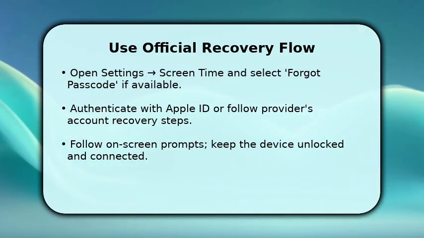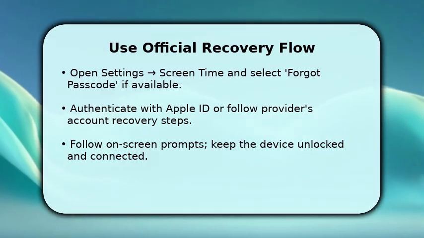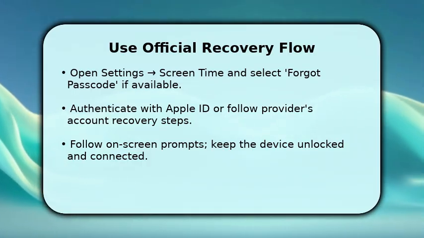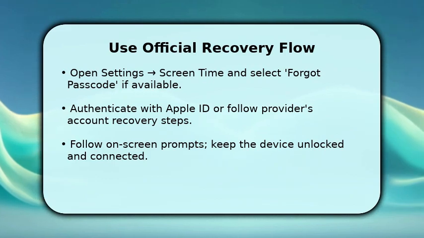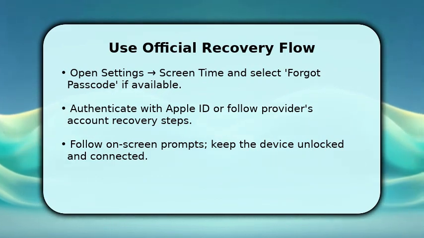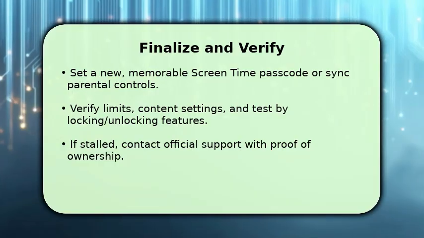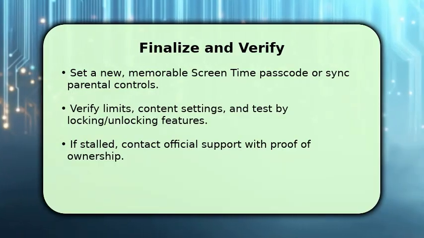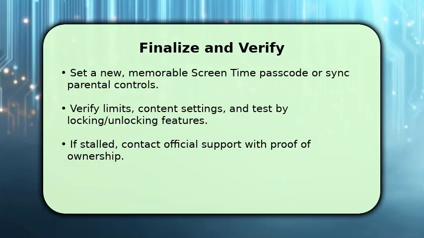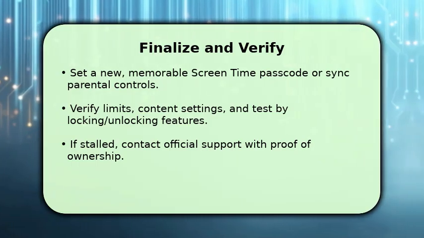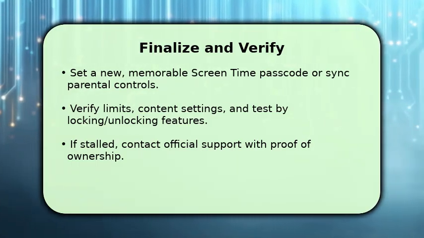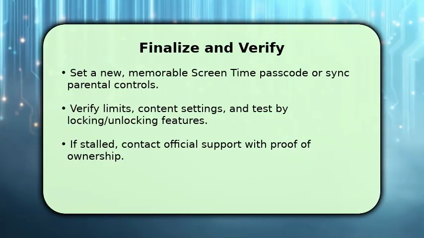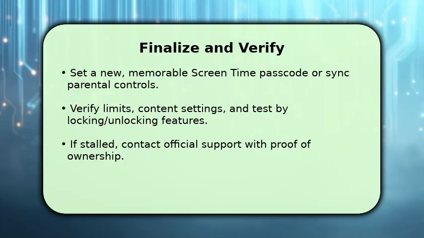Keep the device unlocked and on Wi-Fi while the system verifies credentials, because interruptions often force you to restart the process and lose progress. Finish by choosing a new screen time passcode and immediately verify the settings work as intended. Once you set the code, test a restricted action to confirm limits and content filters are applied. Adjust values if they are too strict or too lax.